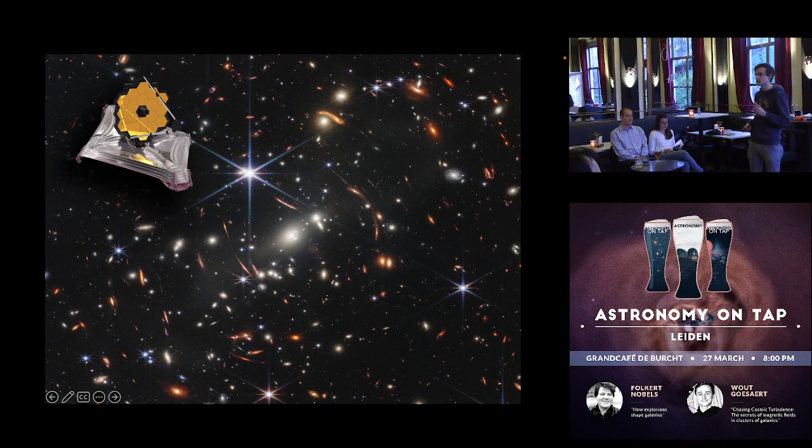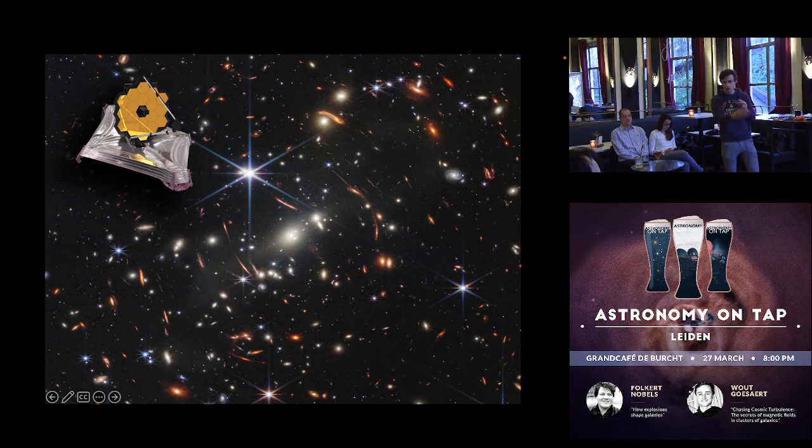So what you're seeing here is an image that's become a little bit famous over the month. This was actually revealed by President Biden in July. It was one of the first pictures that the James Webb Space Telescope took of the universe. What you're seeing here is a galaxy cluster, the thing we're going to talk about today.